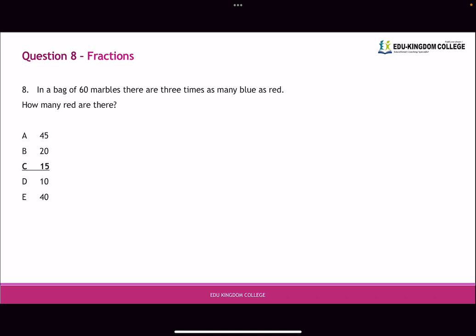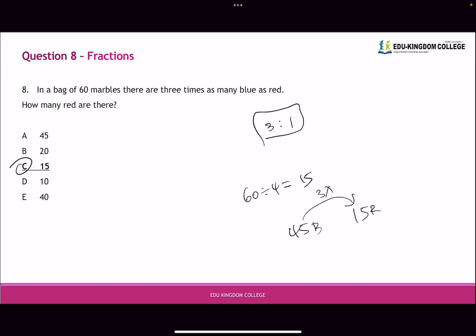Now, in a bag of 60 marbles, there are 3 times as many blue as red. So there's 4 parts altogether. 3 of those belong to blue, and 1 of those is red. That's how we should think about it. Now, if we divide 60 into 4, we should get 15. Okay, 15, each part is 15. Each of those 4 parts is 15. 3 of them are blue, so 45 blue and 15 red. Does that make sense? Yes, because it's 3 times as much. Okay? So there's 15 red.